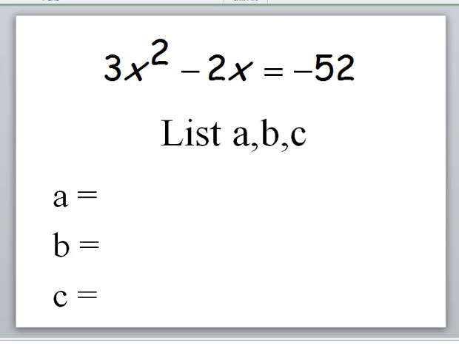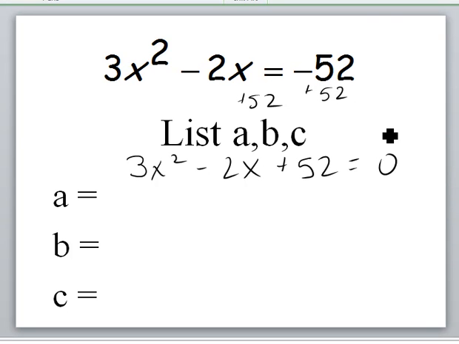So in this problem, you can see how the equation is not set equal to 0. So what you would need to do is add 52 to both sides. That would give you 3x squared minus 2x plus 52 equals 0. Now you can figure out your a, b, and c. Your a is 3, your b is negative 2, and your c is 52.